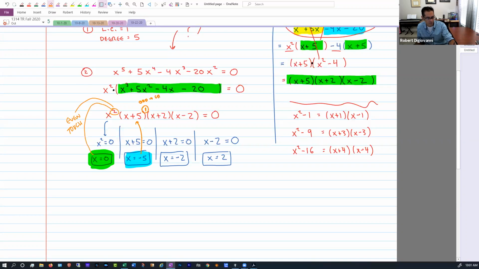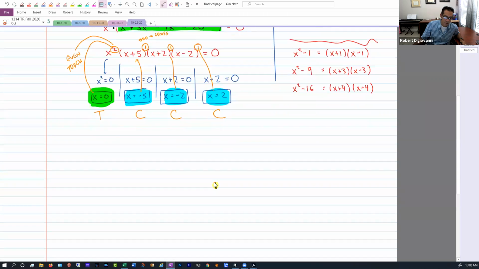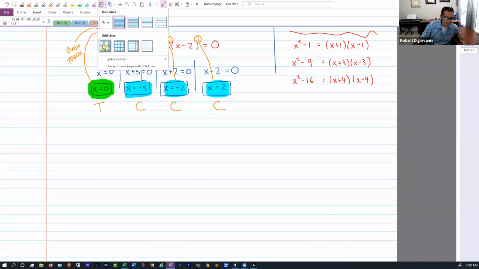Odd means cross. And Carolyn, would you agree that the next 2 that we do are also going to cross through, because those are both 1s on those factors also? Yes. Okay, so I like to do this. This is going to be touch, cross, cross, cross. So at 0, we had an even power, we touched. At -5, we had an odd power, we crossed. At -2, we have an odd power, we crossed. At 2, we have an odd power, we cross. And now I'm ready to draw my picture.